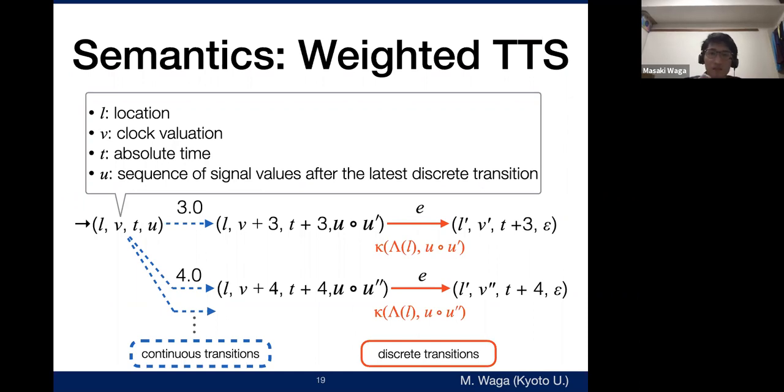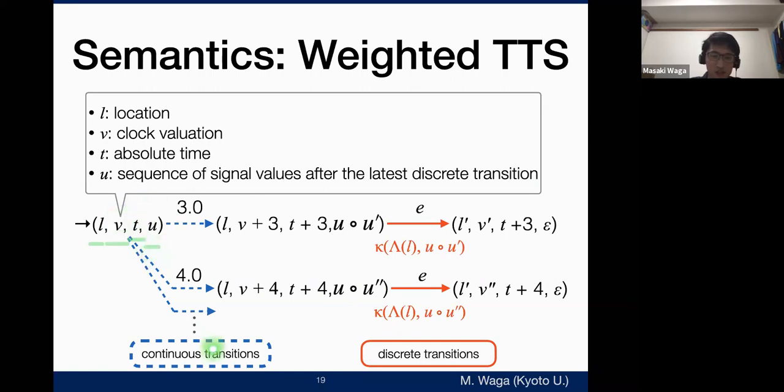So first, this weight function is defined in such a way that, first of all, we use weighted time transition systems, weighted TTS, to define the semantics of this time symbolic weighted automata, which is similar to the definition of the semantics of timed automata with timed transition systems. And for the timed automata, a configuration of the time transition system consists of a location and the clock valuation, but we also use the absolute time and the sequence of the signal values after the latest discrete transitions. So yeah, these two pieces of information are new for our weighted TTS.